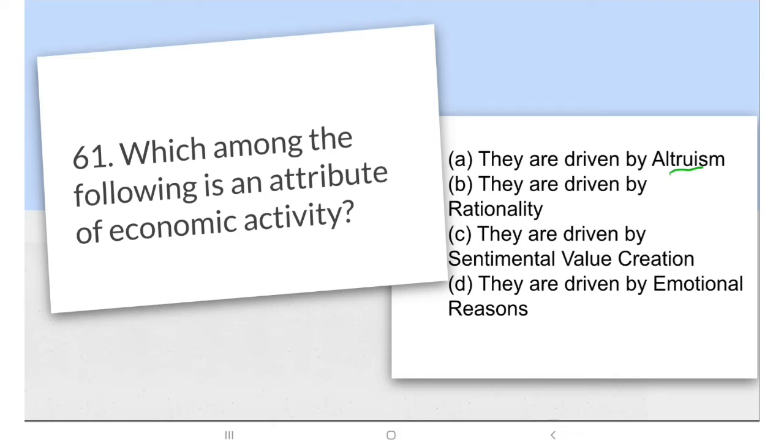We can clearly see that options A, C, and D form a group, and these are the attributes of non-economic activities. And option B is the correct answer. It says, generally economic activities are driven by rationality. That is, what do I get in return, or what is it for me. So the next question.